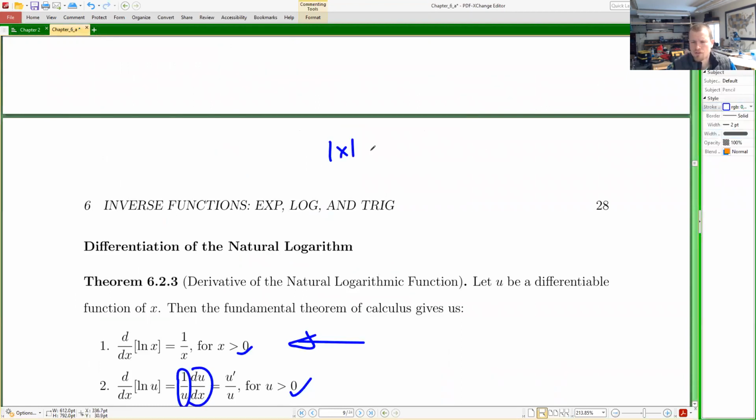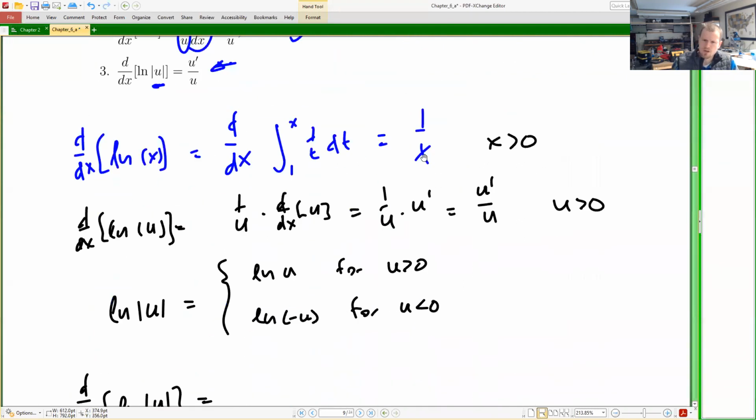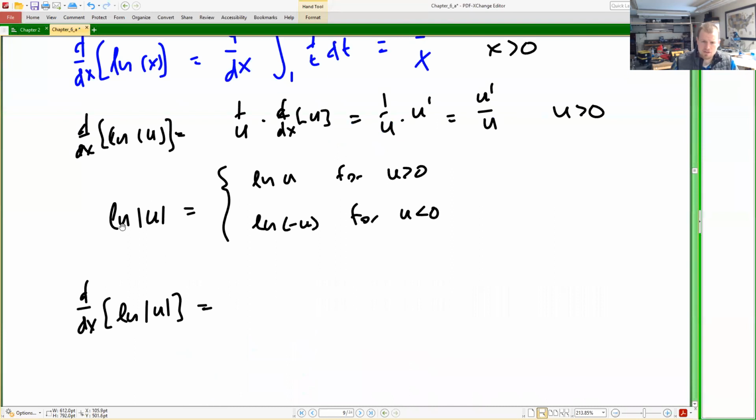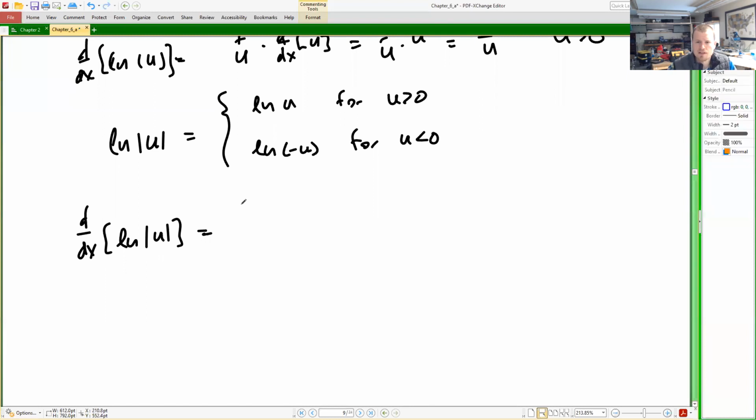The absolute value is a function, and it's defined piecewise. It's defined as x whenever x is greater than or equal to 0, and it's defined as negative x for x less than 0. So the absolute value function has a piecewise definition. And then it's just a piecewise defined polynomial, polynomial on its pieces. So then we have the natural log of absolute value is also a piecewise function. So when we take the derivative, we can just take the derivative of the pieces.